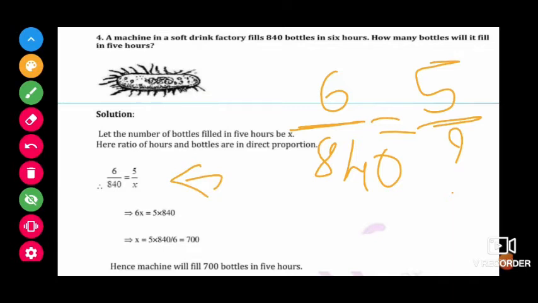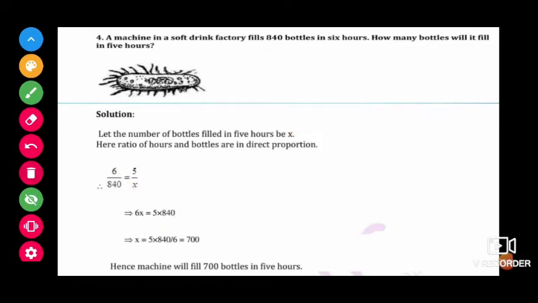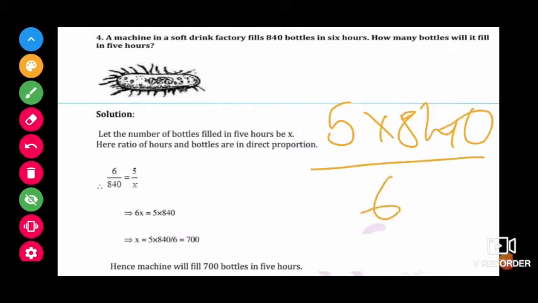6 by 840 is equal to 5 by x. So by cross multiplication, 6 into x is equal to 5 into 840. Now x is equal to 5 into 840 by 6. This we already did with the 3 and 2 tables, or else with the 6 also. 6 1s are 6, 6 4s are 24, 0. 140 into 5 we will get 700 bottles. It can fill in 5 hours.